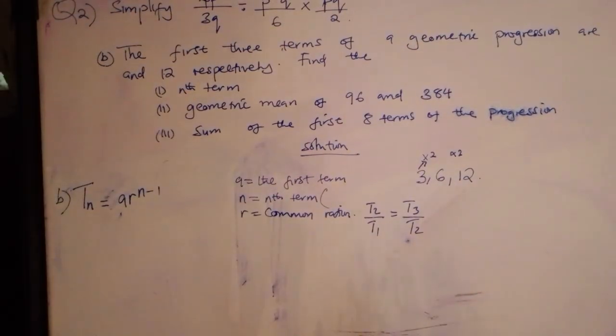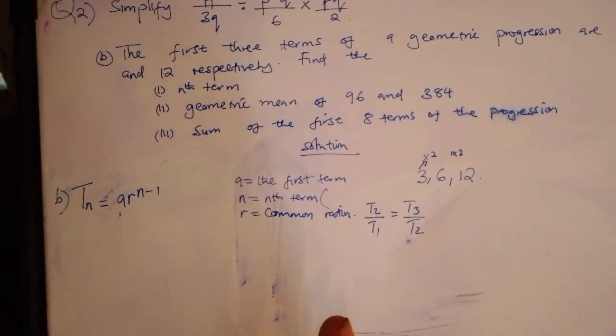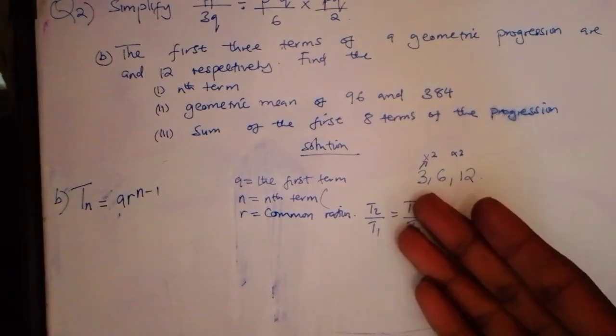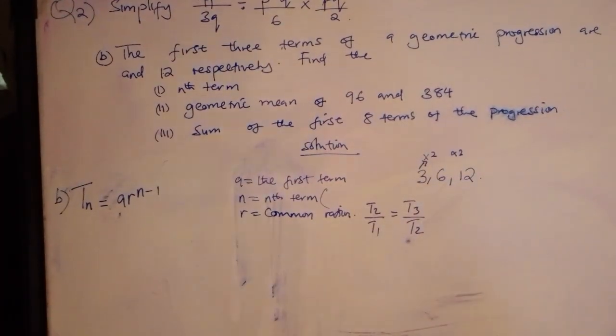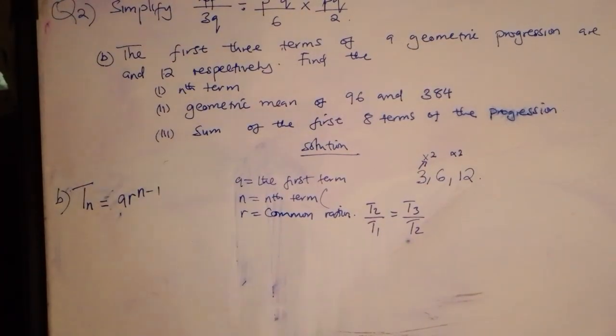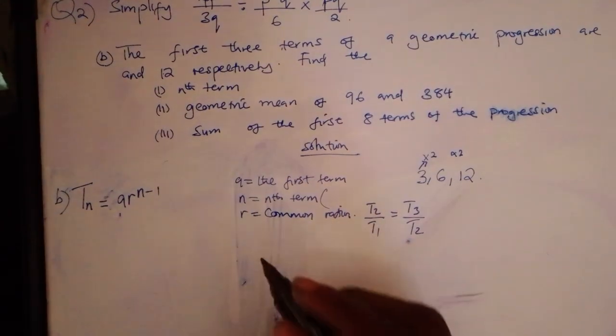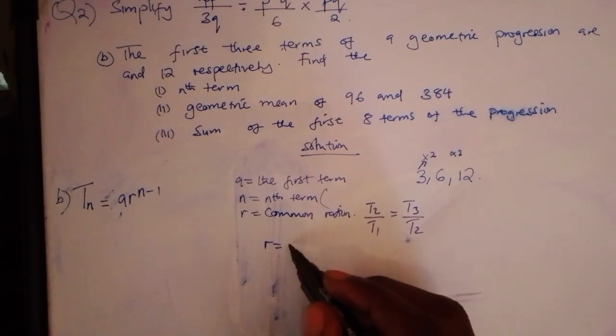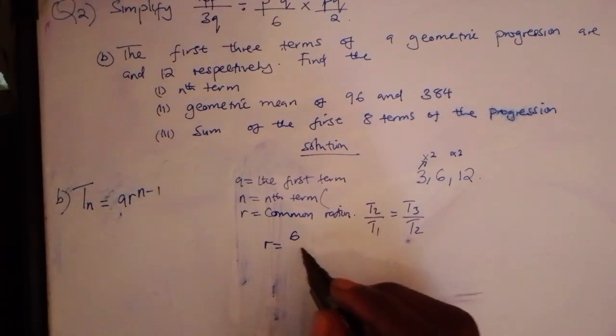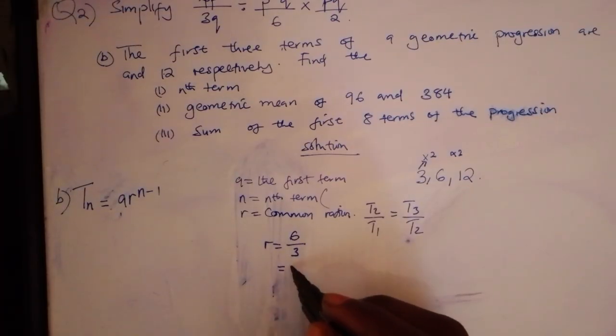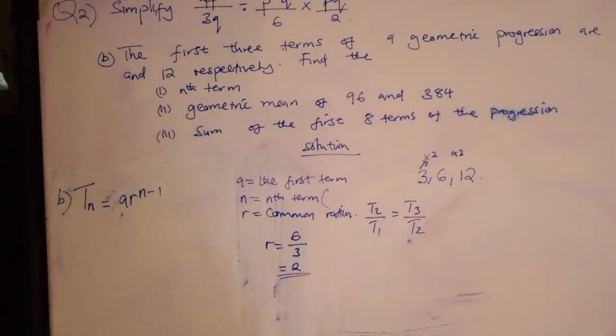So why do I give you two formulas? Because in some cases, they can only give you the second and third term. So you may use this formula. But if you have the second and the first term, you can use this formula. In our case, we have the first and the second term. So our common ratio is, what is our second term? 6. Our first term, 3. Therefore, our common ratio is 2. So we have our common ratio.